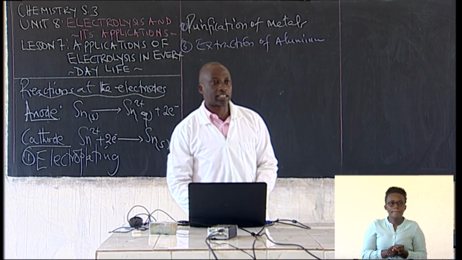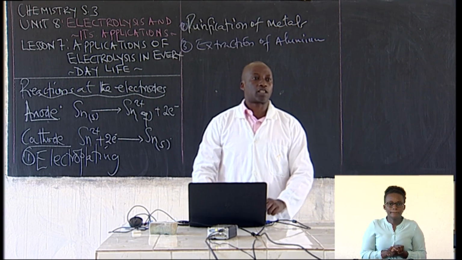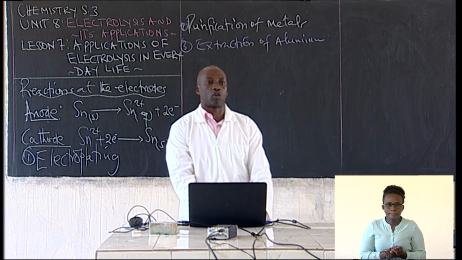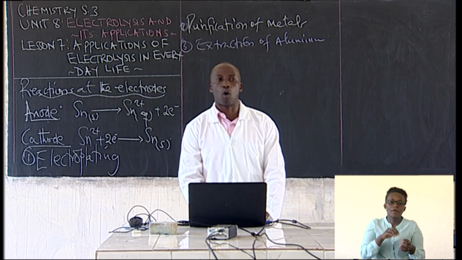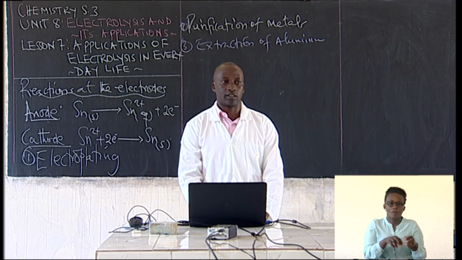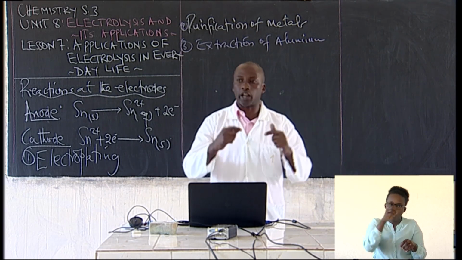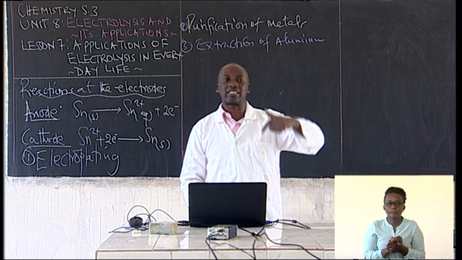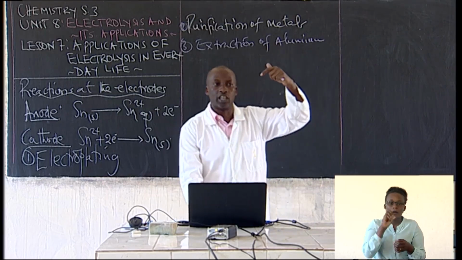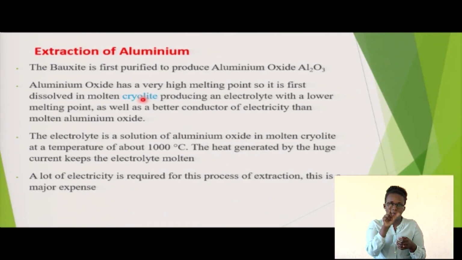So in this case, aluminum is extracted from the oxide called bauxite. The bauxite is aluminum oxide, which is hydrated. It is mixed with cryolite because aluminum oxide has a very high melting point. So it is mixed with cryolite.